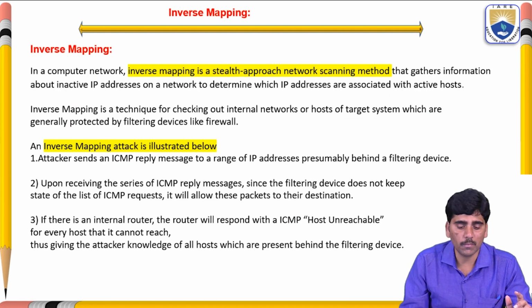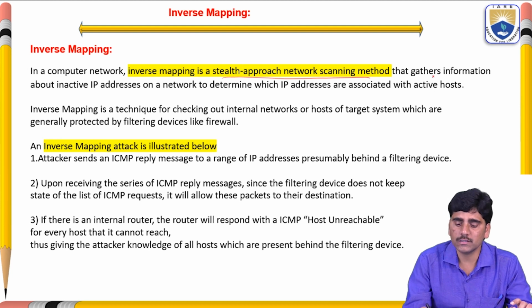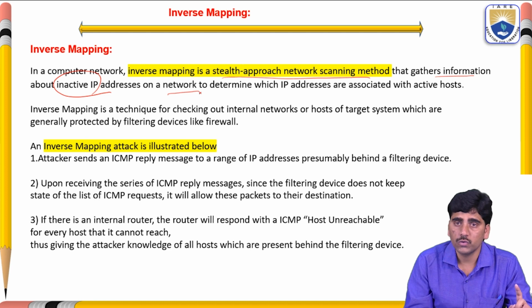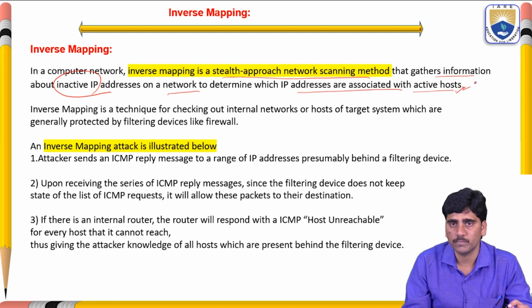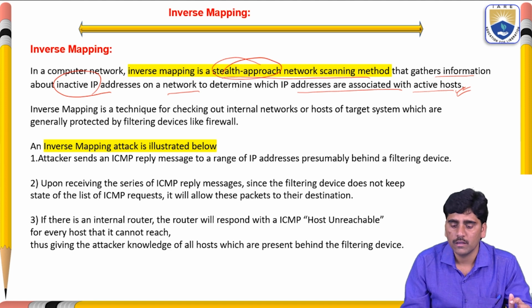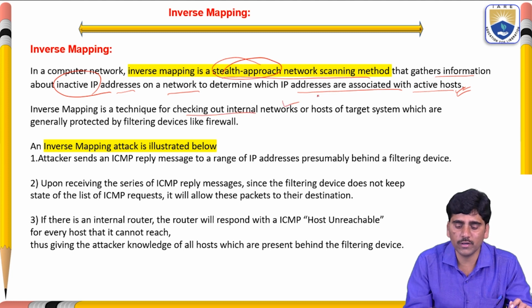And inverse mapping. Among all this, inverse mapping is one type of scanning method that gathers information about inactive IP addresses on a network to determine which IP addresses are associated with active hosts. Inverse mapping is a stealth approach, the opposite approach of the network scanning method. It is also a technique for checking internal networks or hosts of a targeted system, which are generally protected by a filtering device like a firewall.